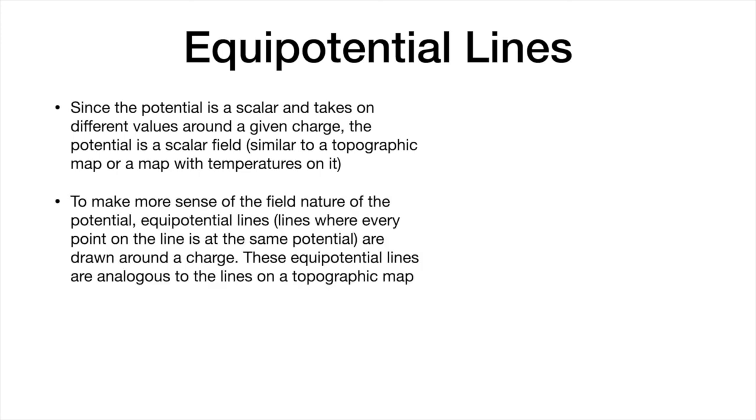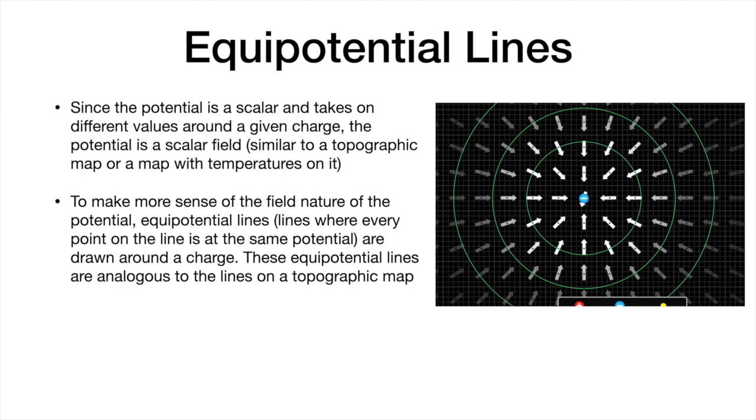Just because if you're having some kind of a diagram with all kinds of numbers on it, it can get really messy. Then what's often done is that you can draw a diagram with lines, and all along those lines, you're at the same potential. So this is why I really like the idea of a topographic map, because just like in a topographic map, you have these lines that all represent the same altitude, and around a charge, for example, you can do the same thing. You can have lines where everything on the line is at the same potential.